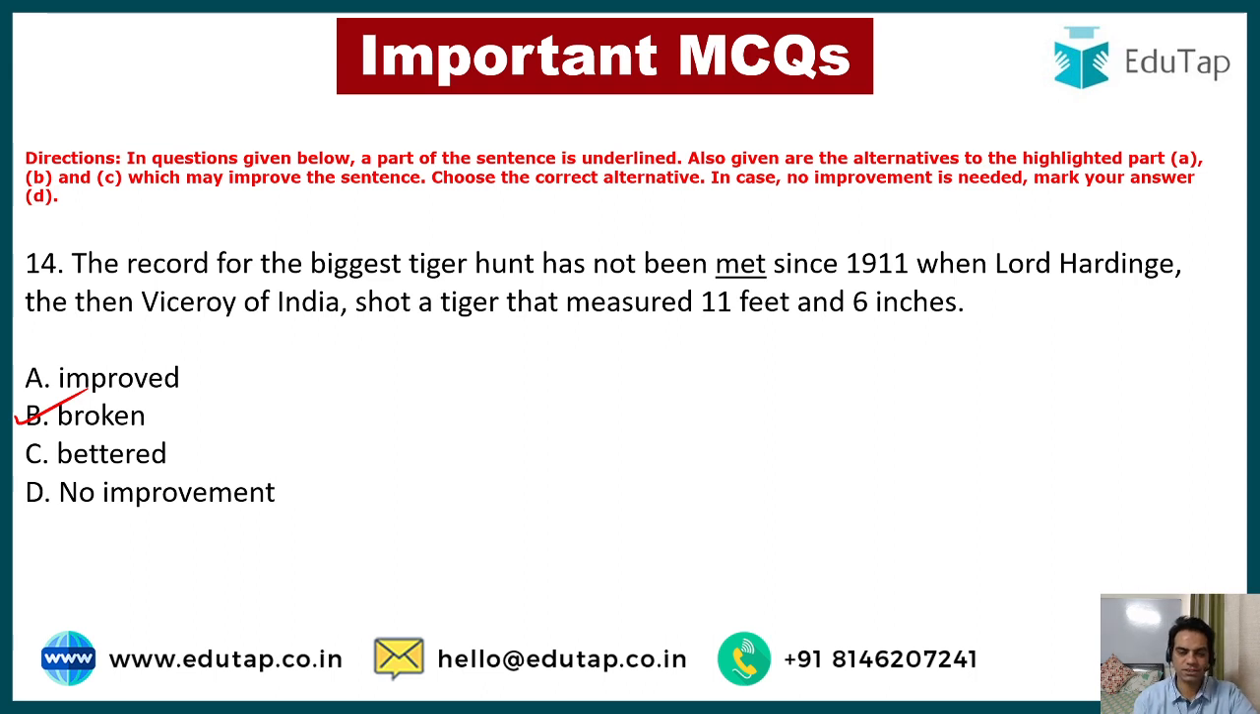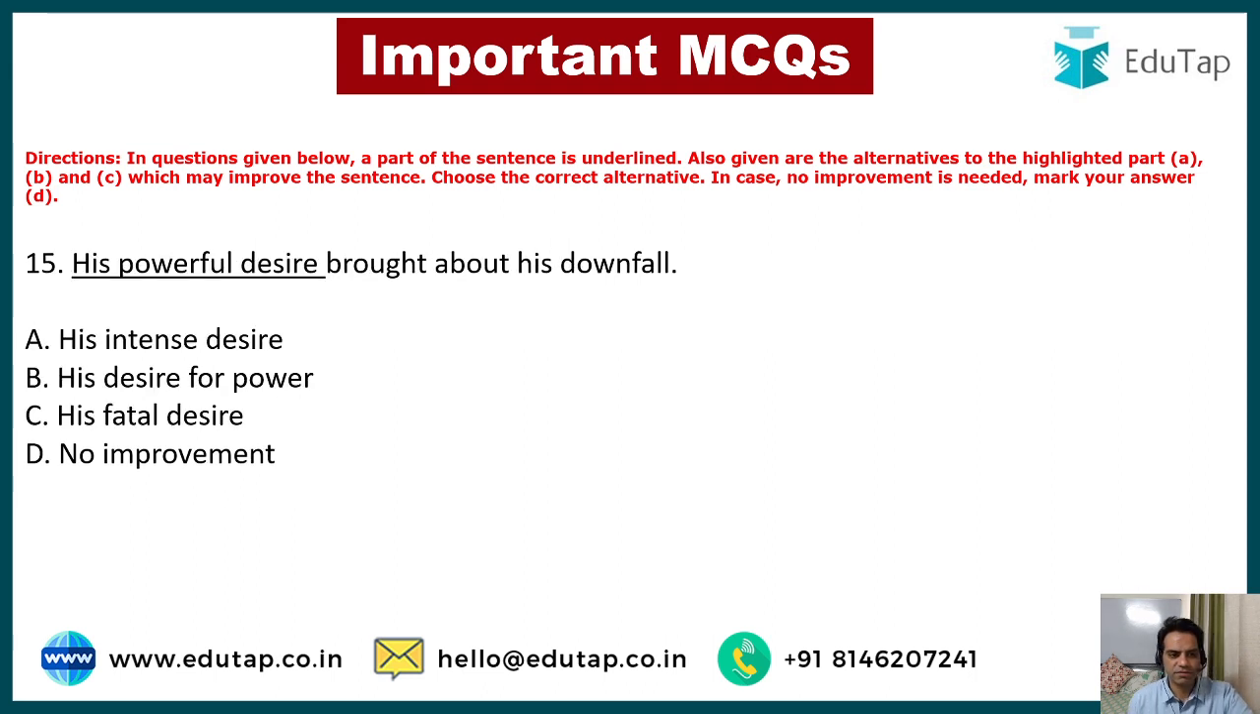Option number B. And last question for today, guys. His powerful desire brought about his downfall. His powerful desire, that's somewhere fishy. So let's look at the options, guys. His intense desire, his desire for power, his fatal desire, or no improvement. I think the correct replacement is, so powerful desire should not bring his downfall. His desire for power, right? For power, that means to gain power, brought about his downfall. That was the correct replacement. The correct option was option number B.